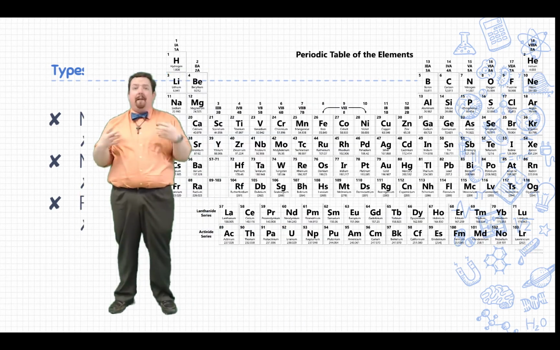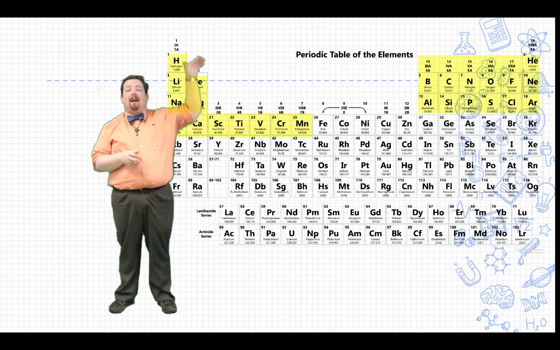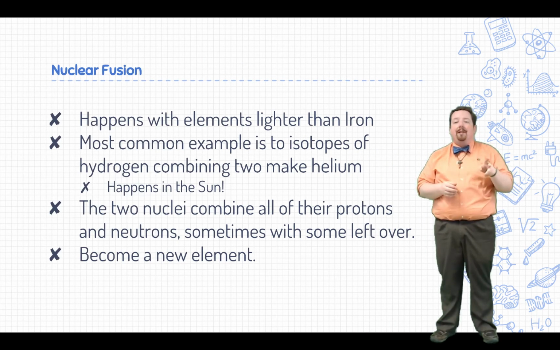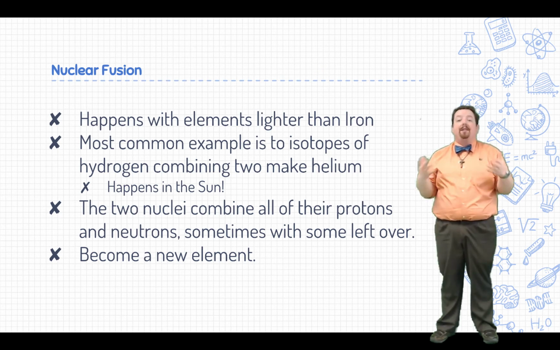Nuclear fusion happens with elements that have a smaller atomic mass than iron. The most common example are two isotopes of hydrogen coming together to make an atom of helium. This is a reaction that occurs in our sun daily. It's what gives our sun so much energy that allows it to heat the Earth. The two nuclei combine together, creating a new nucleus that has close to the same amount of total neutrons and protons. Occasionally, some of the neutrons get to escape in this process, but the combination of the two nuclei coming together creates a new single element.